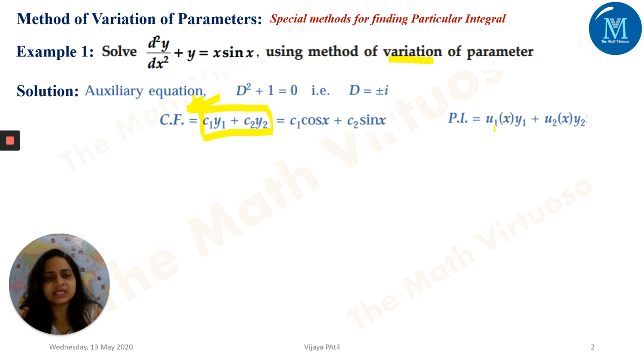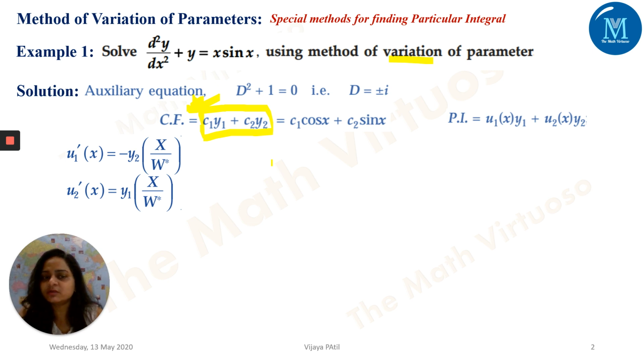The particular integral is u1(x) y1 plus u2(x) y2. What are u1 and u2? We are going to get them from u1 dash (x), which is minus y2(x) upon W star, the Wronskian function, and u2 dash (x) is equal to y1(x) upon W star. I'm not going into the proof in detail. If you are interested, you can go and see the proofs, but I'm concentrating on the method of variation of parameters through an example. How could we go along with the example?